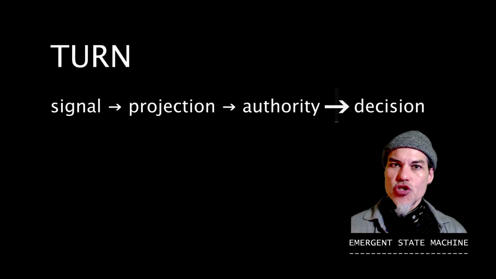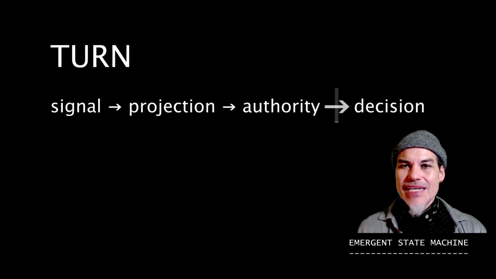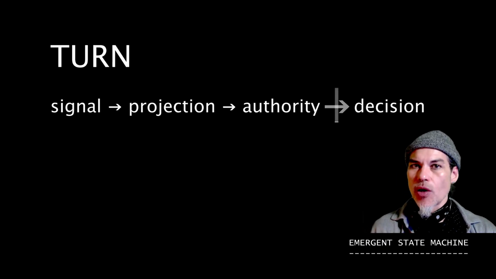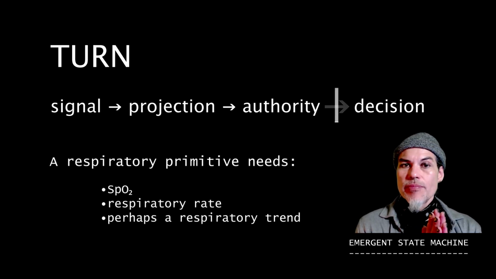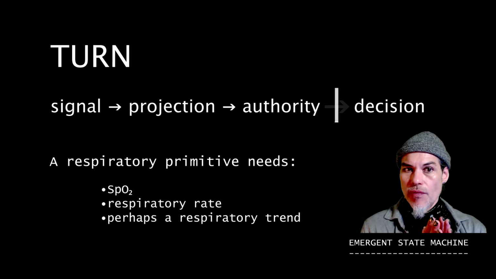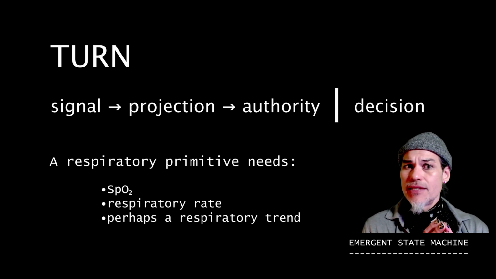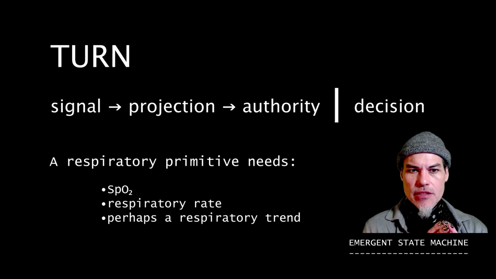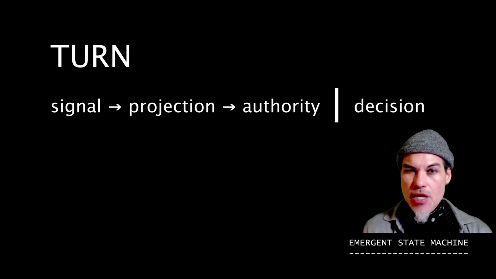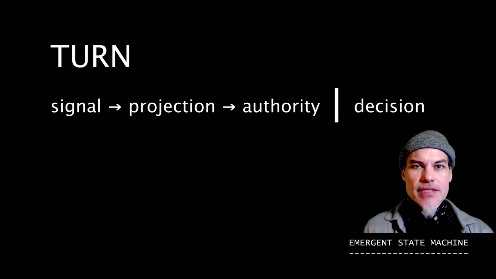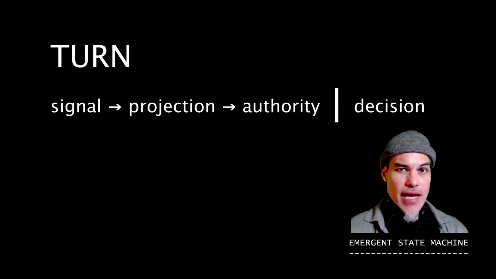Another advantage of structuring decisions this way is that each decision only requires the evidence relevant to that decision. A respiratory primitive may evaluate a small number of signals. It does not require a medication list, imaging, a full chart history, or every available variable. Structuring decisions into turns dramatically reduces the amount of data the system needs to consider at any moment.